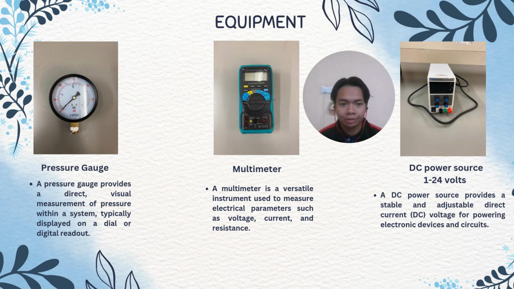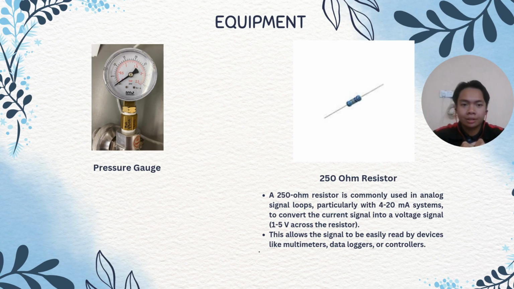Okay, so next is DC power source. As we know, a DC power source is needed to provide a stable and adjustable direct current, or we call it DC voltage, for powering the electronic devices and circuit. Okay, so these are the two last equipment that is needed in this experiment.